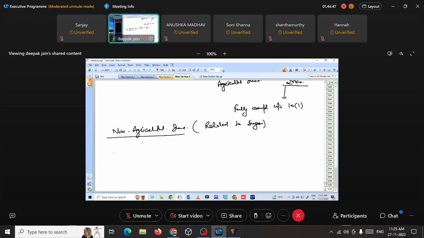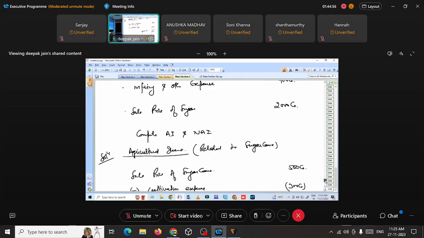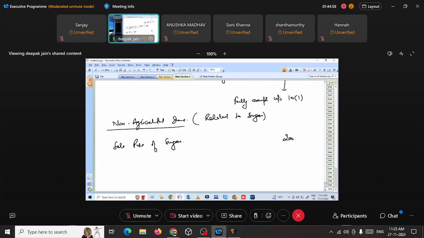So how much is the sale price of sugar? 2000 crore. Sugar is sold out for a sum of rupees 2000 crore. Minus cost of raw material. What is the raw material for sugar? Sugar cane.